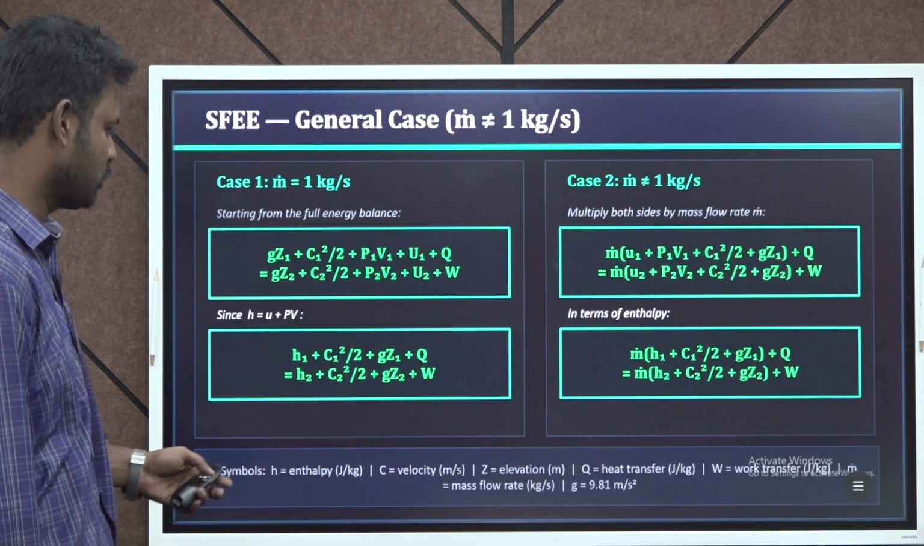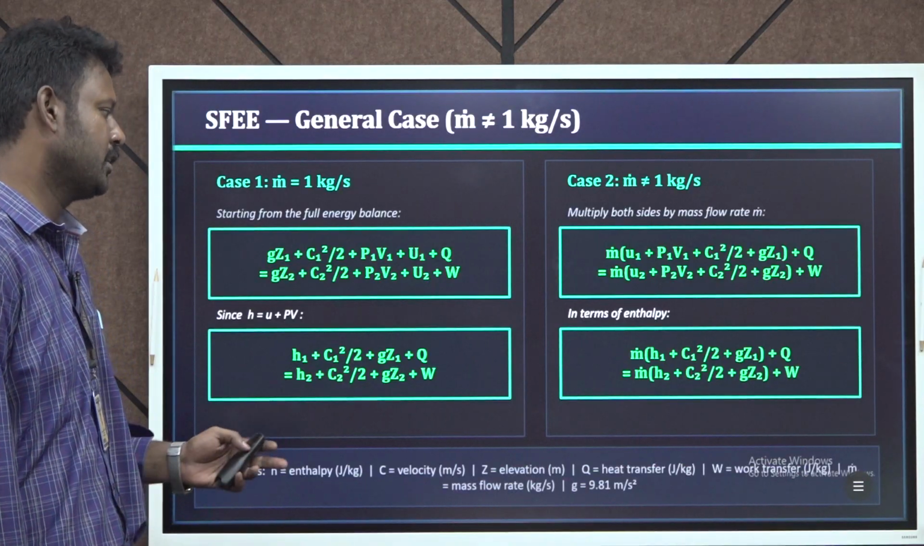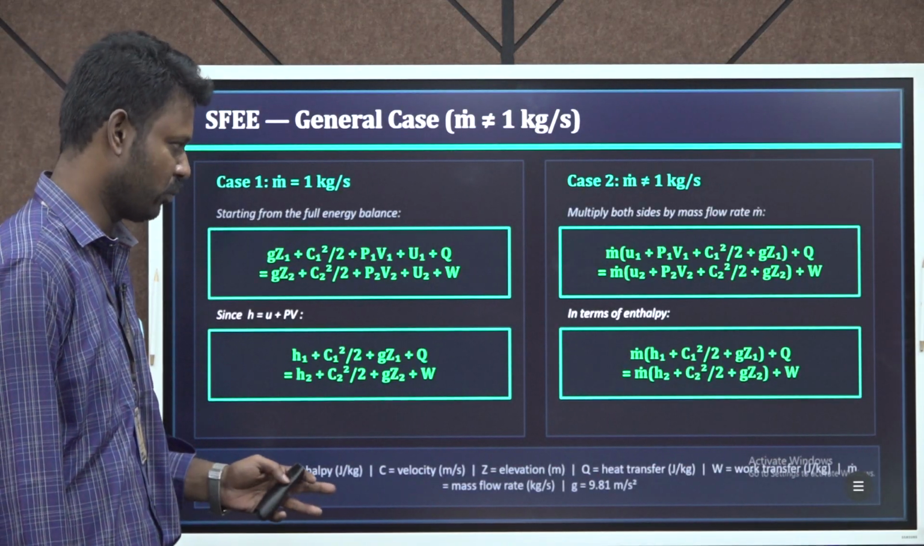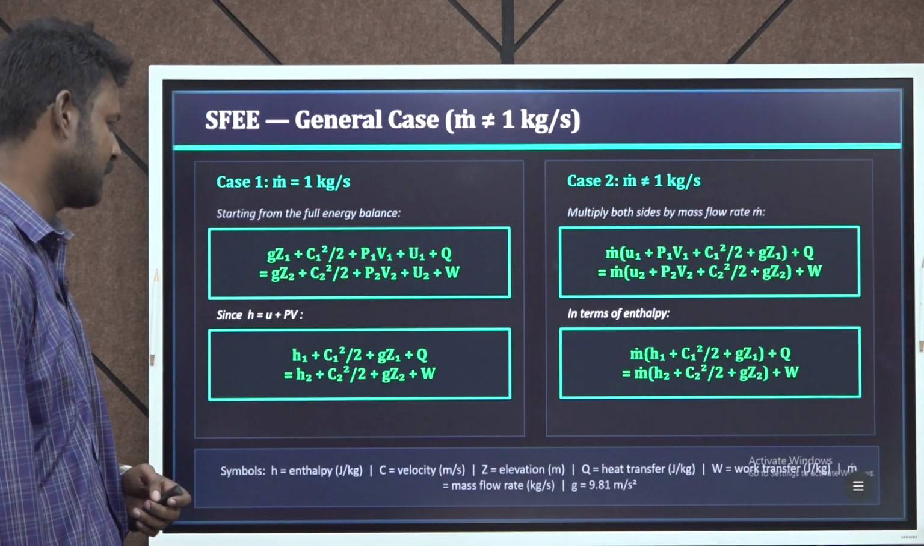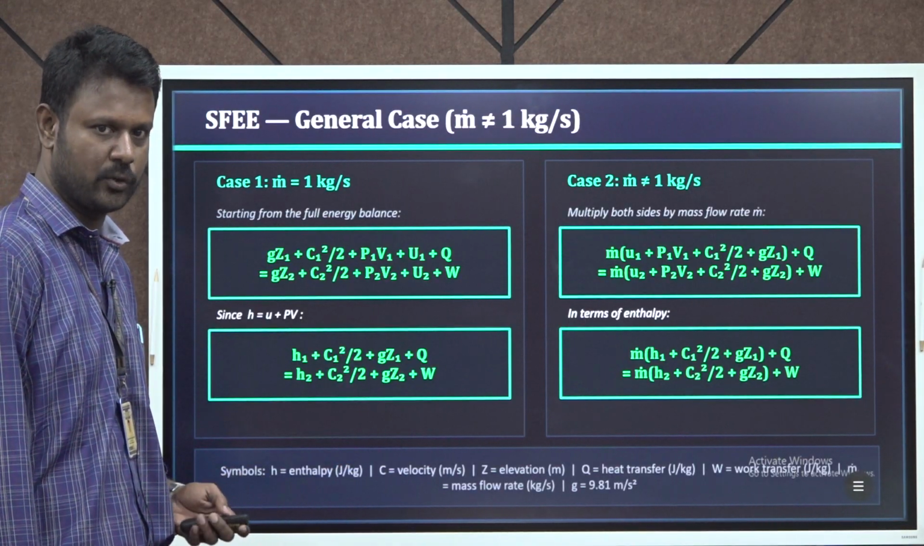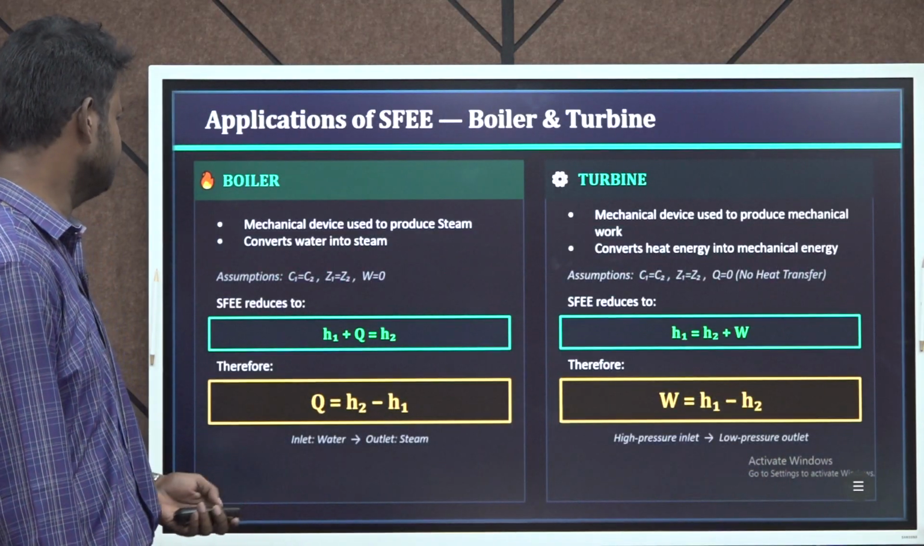Here H will be substituted in joule per kg, velocity in meter per second, Z elevation in meter, Q in joule per kg, work transfer also in joule per kg, and mass flow rate in kg per second. Acceleration due to gravity is in meter per second square, that is 9.81, which is a constant value.